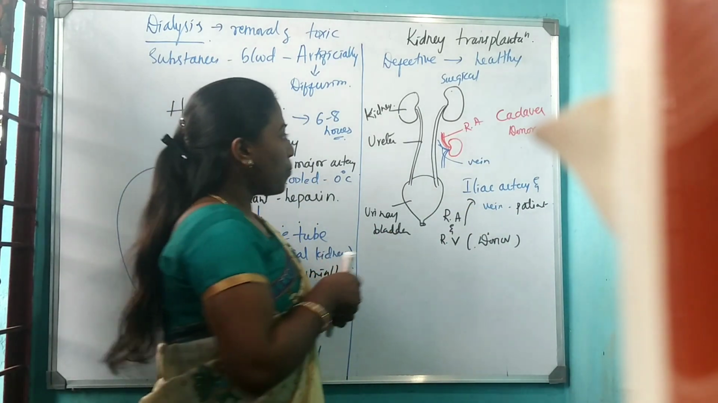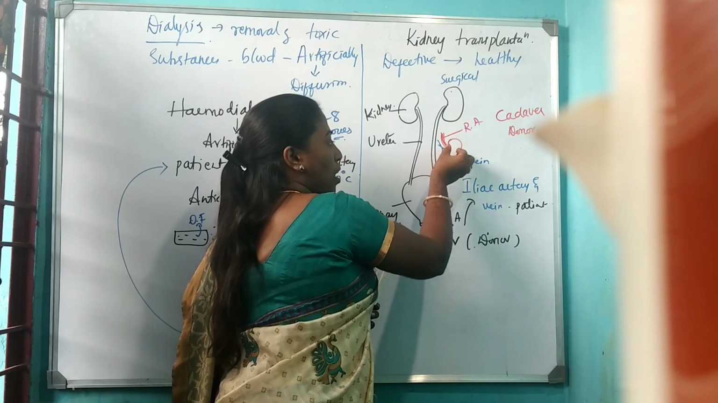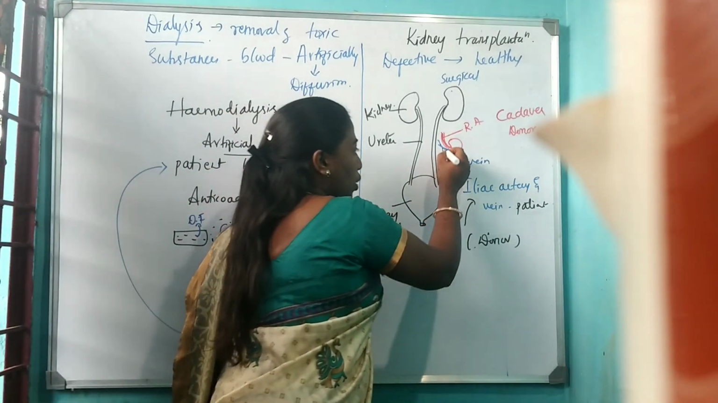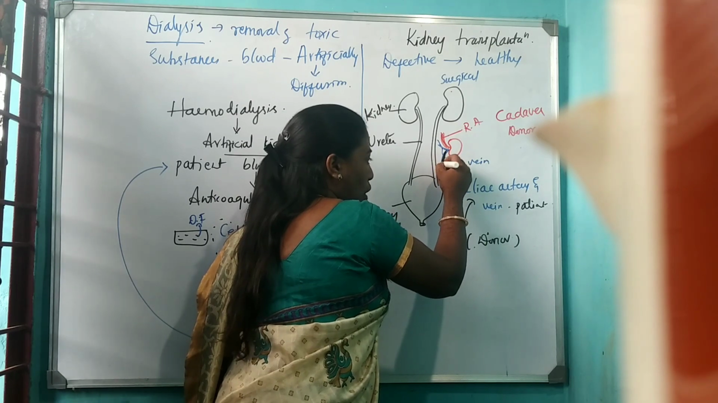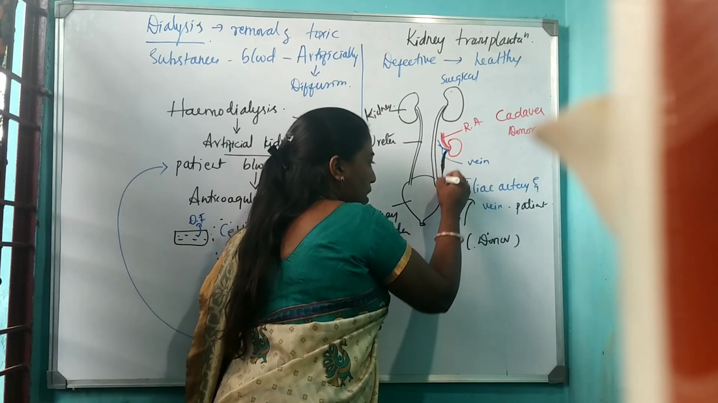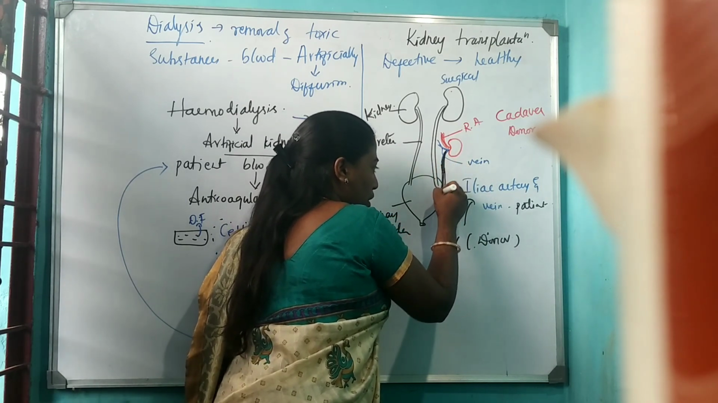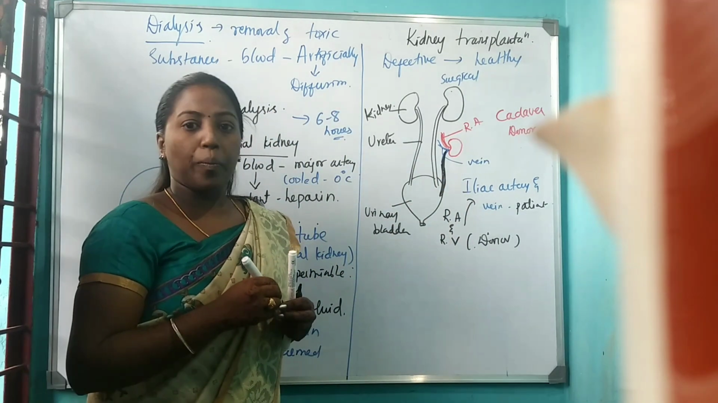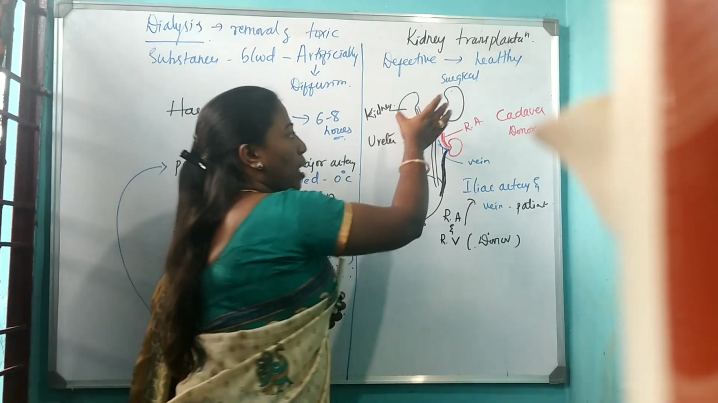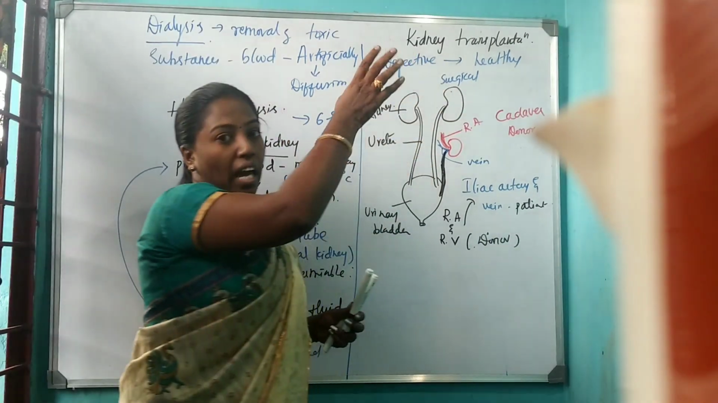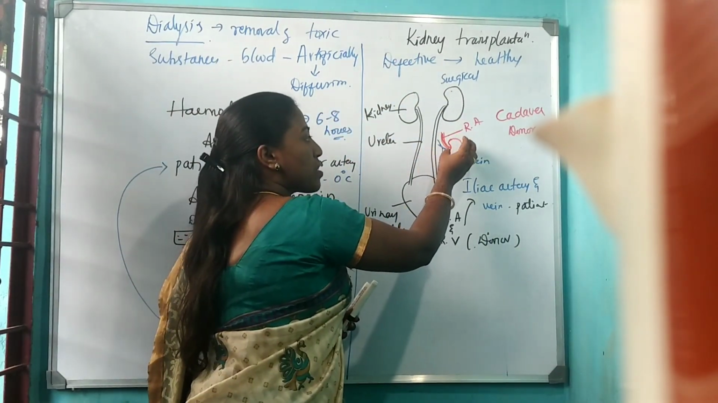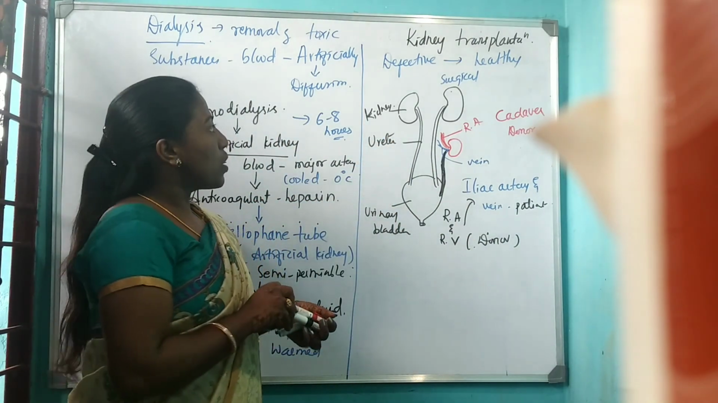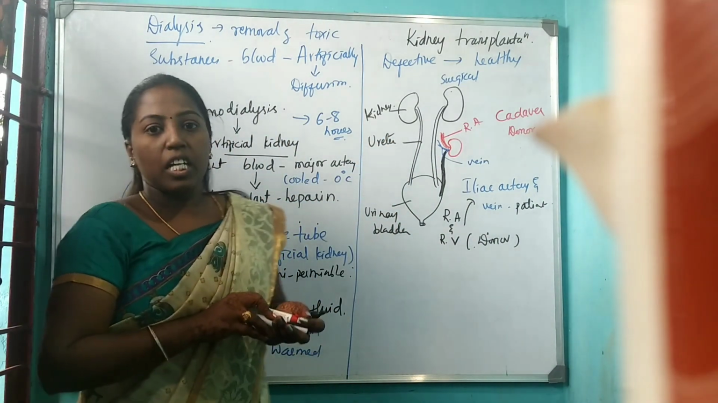Once blood flow into the kidney is confirmed, later the ureter of the donor is connected to the recipient's urinary bladder. The malfunctioning kidneys are retained as they are, and the kidney taken from the donor is placed in the iliac region. So that is regarding kidney transplantation.